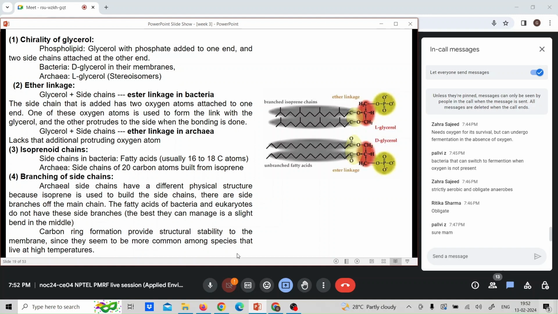Is this clear about the archaeal membrane, or is there still any doubt? I discussed this topic just because there was a question in the discussion forum. And at the end of the last lecture, I also explained about topoisomerase. There was also one question in the discussion forum regarding topoisomerase.